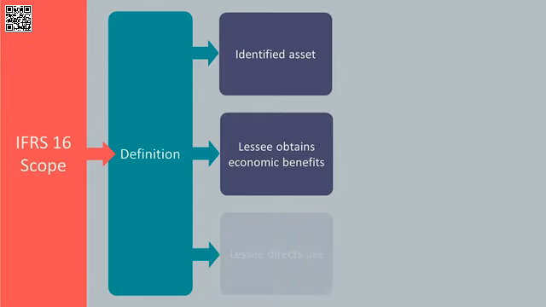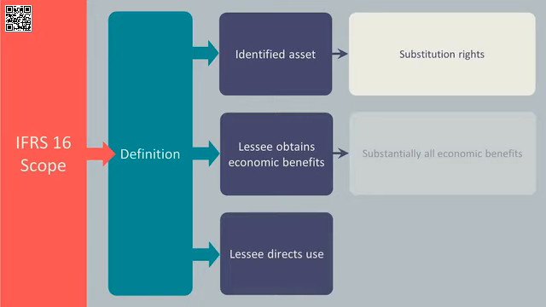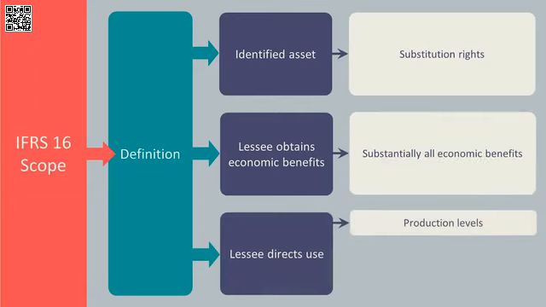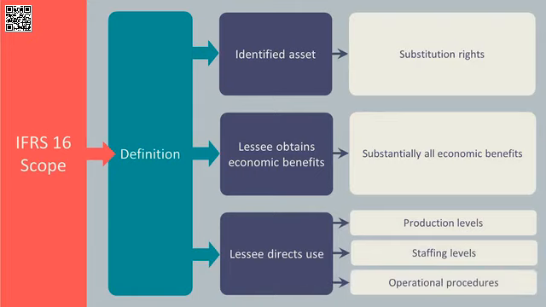The third element is that the lessee must be able to direct the use of the asset. And this could involve, for example, imagine a power station setting production levels. The lessee can determine how much electricity is to be produced. The lessee can determine what staffing levels are going to take place. And the lessee can determine the operational procedures that are going to be followed. Where the lessee is unable to control the production levels, the staffing levels, or the operational procedures, because these are controlled in fact by the lessor, then the lessee does not direct the use of the asset, and the asset would not be within scope.